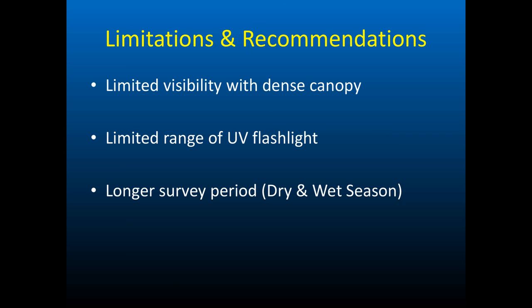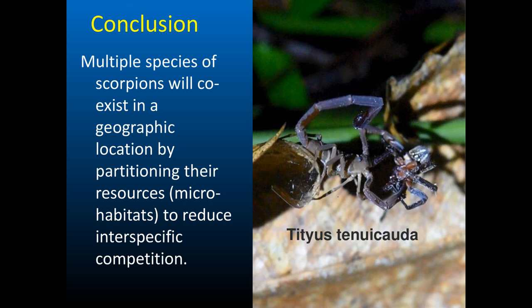So the conclusion about the whole thing is, multiple species of scorpions will coexist in a geographic location by partitioning their microhabitats to reduce interspecific competition. And that's my acknowledgement for the project. So that's basically, in a nutshell, it.